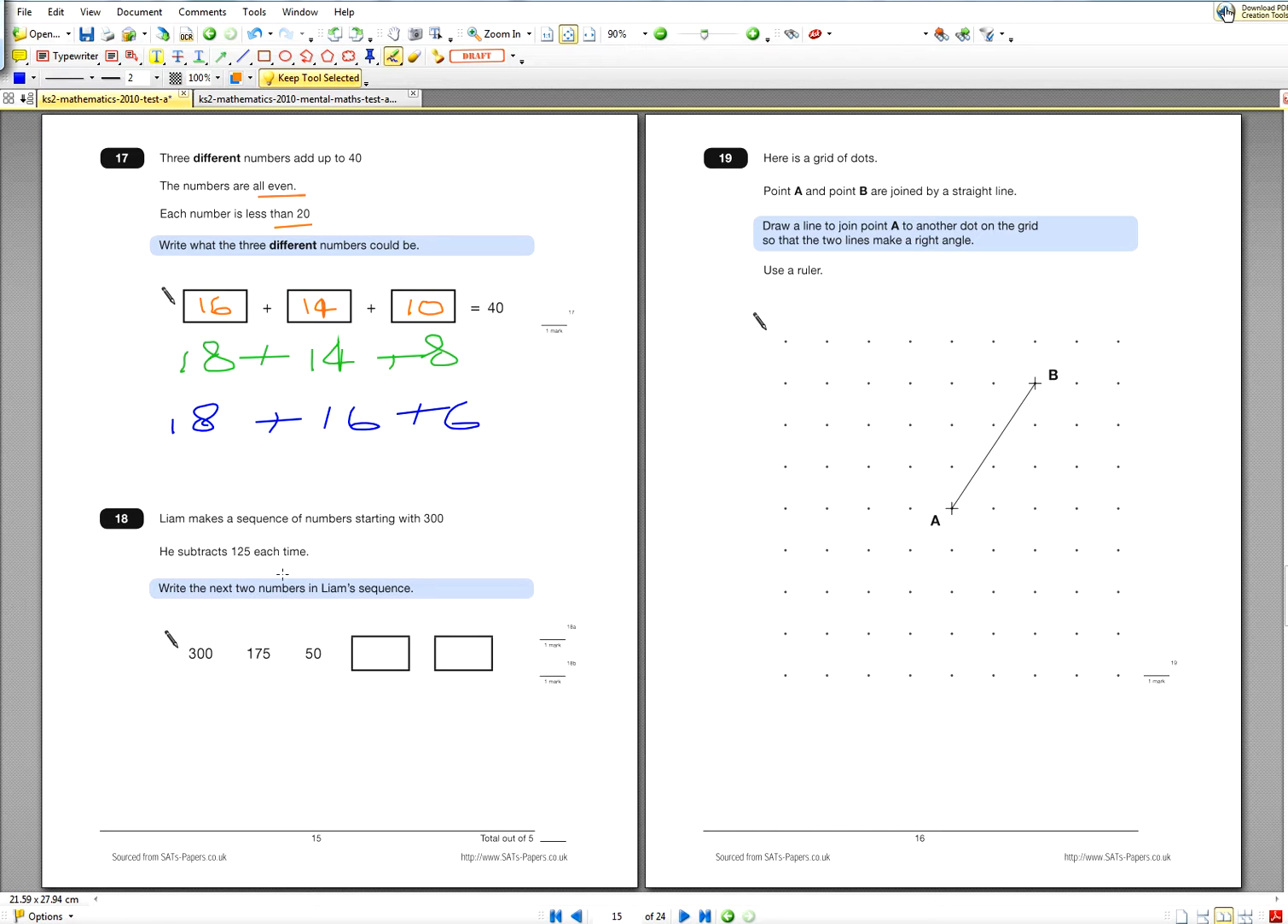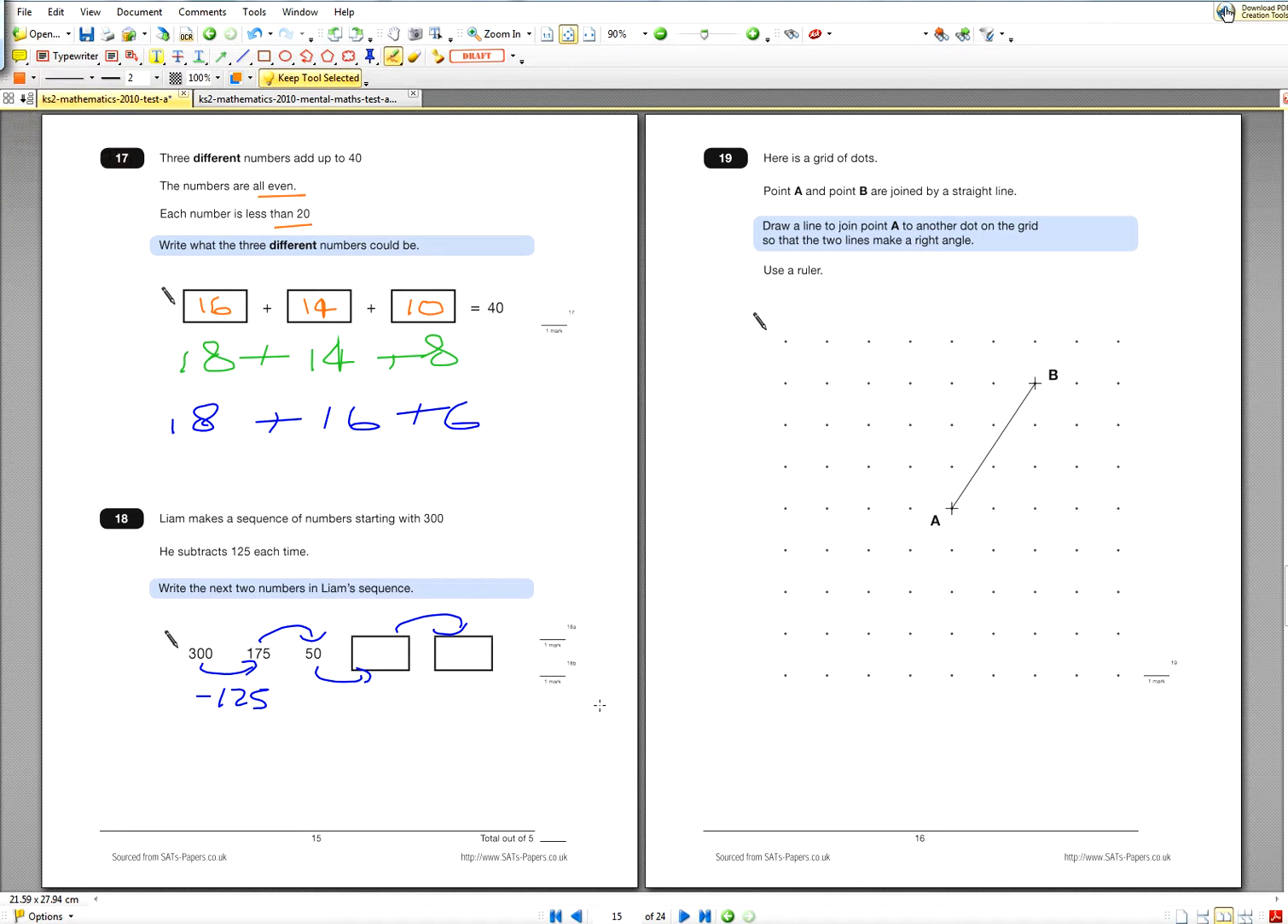Okay, question number 18. Liam makes a sequence of numbers starting with 300. He subtracts 125 each time. So from here to here. Okay, so we minus 125 each time. And we've got to fill in those 2 particular numbers. What's 50 minus 125? Oh, you can't do that. You get negative numbers. Yes, let's get negative numbers. What is 50 take away 125? Any solutions, please, folks? Naya, what do you get?